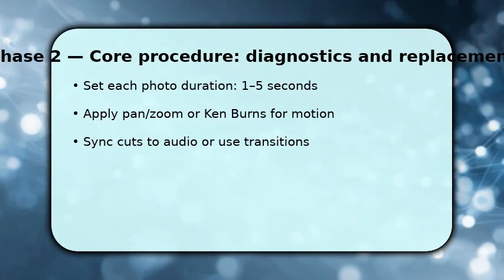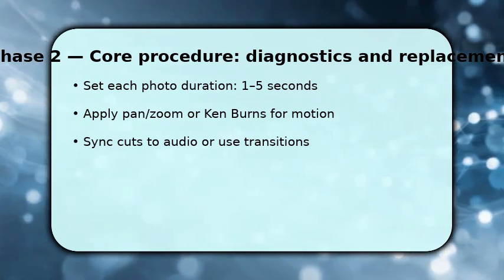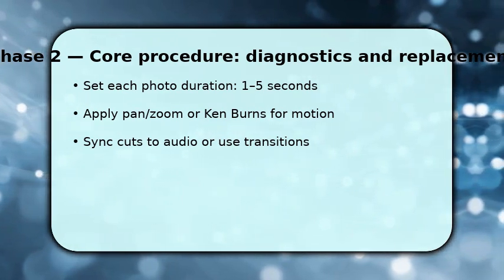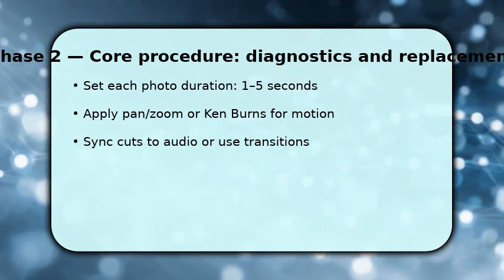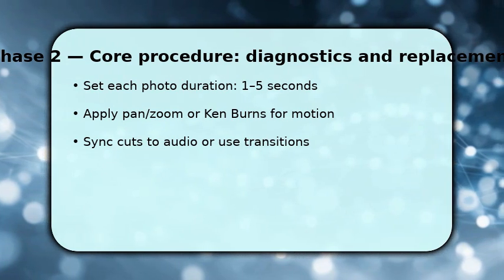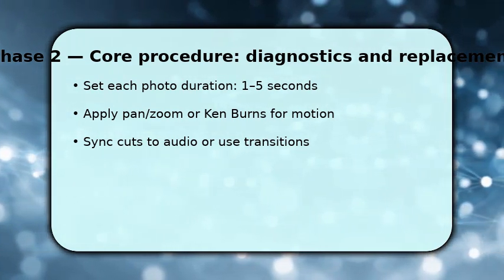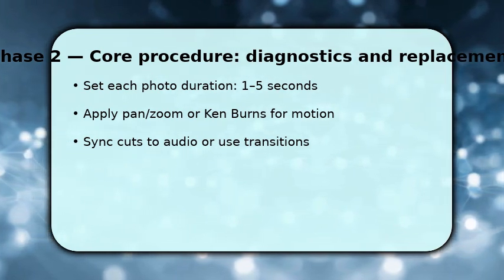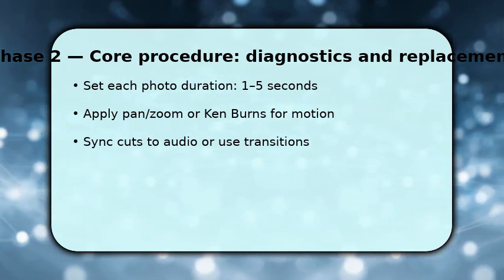Now you edit. You set each photo's duration, try 1 to 5 seconds depending on pace, and add motion with the pan/zoom or Ken Burns effect to create energy. Then, use transitions between images for smoother flow, and adjust timing to match your chosen audio beat so visuals land on key moments. Make sure to preview multiple times, tweak clip length and motion until the sequence reads like a single, continuous story rather than a slideshow of separate photos.